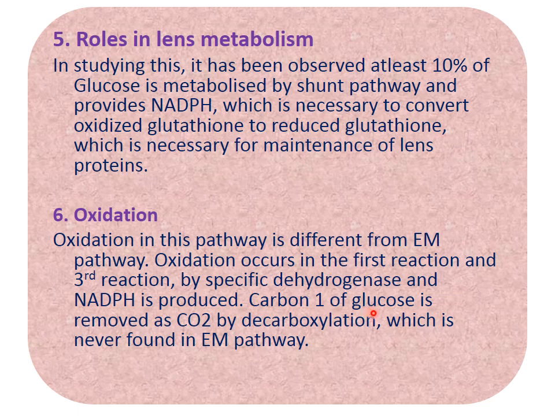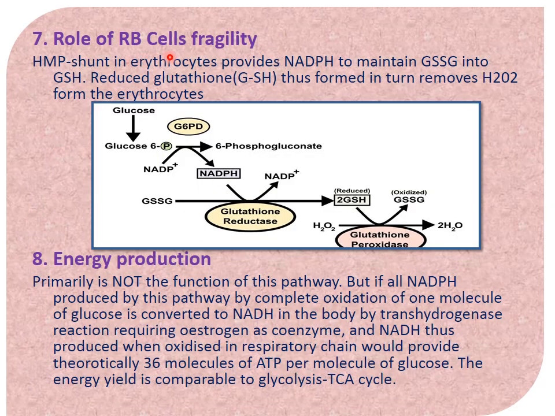But carbon 1 of glucose is removed as CO2 by decarboxylation, which is never found in the EM pathway. In glycolysis, removal of CO2 does not take place, but here NADPH is produced along with decarboxylation. Then the role in red blood cell fertility, how it plays an important role.